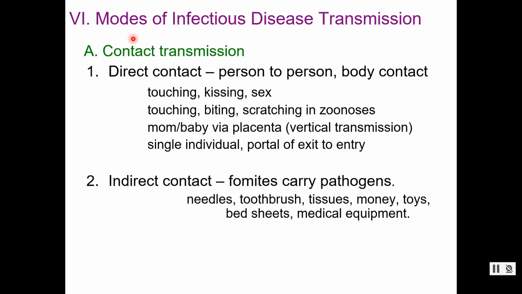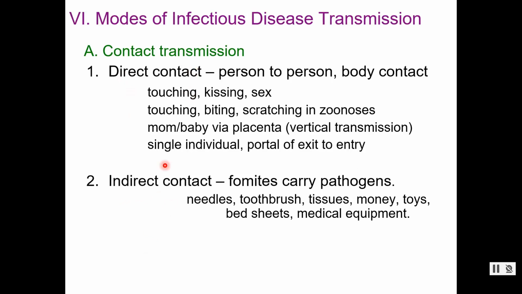So we're going to break this down into 3 different types of transmission. We're going to do contact transmission, vehicle transmission, and vector transmission. So let's talk about contact transmission first. Contact, we know what contact is, right? Person to person. We can also further categorize contact transmission as direct contact, indirect contact, and then we're going to do the next slide and do one more type.